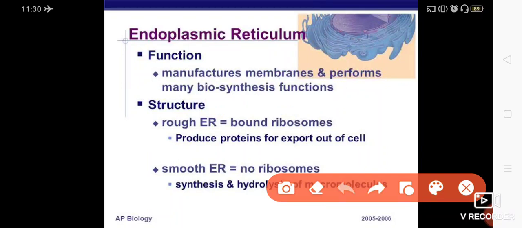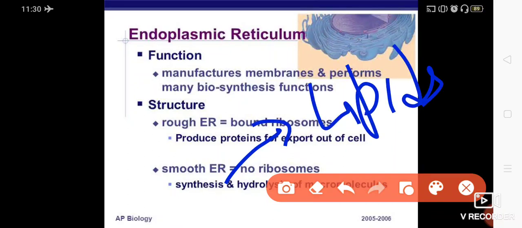So one more function is added here. Rough endoplasmic reticulum has ribosomes, so it can synthesize protein, and it can pack the proteins inside the vesicle and transport it to the other parts of the cell. And smooth endoplasmic reticulum is basically responsible for the synthesis of lipids, as well as its transportation. So these are some of the functions of endoplasmic reticulum.